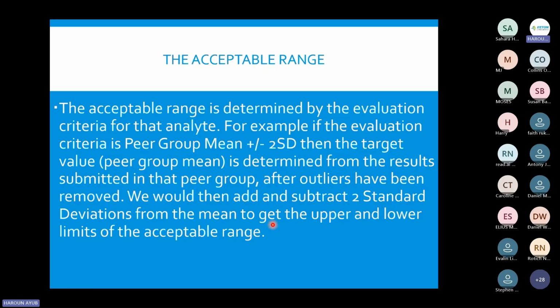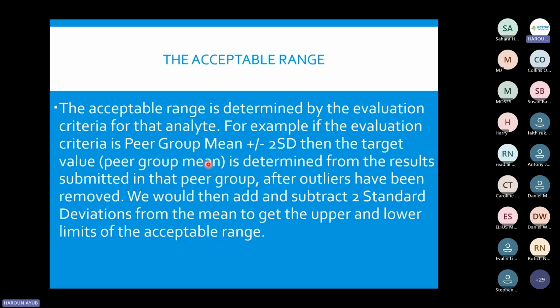Now for EQA, you are given something like a general mean, then an SD, and then your target value. So it's very easy for you to calculate the upper limit and the lower limit. If your mean was 20 and your SD is 5, you can simply calculate the upper limit and lower limit.